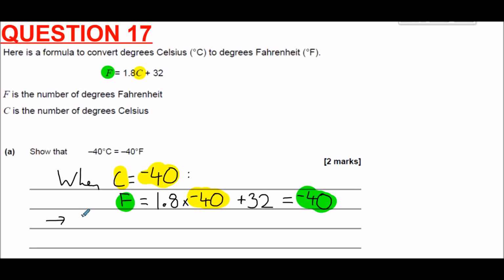So we can just say that when C equals minus 40, F equals minus 40 as well. And that's all we need to do to prove it, really.